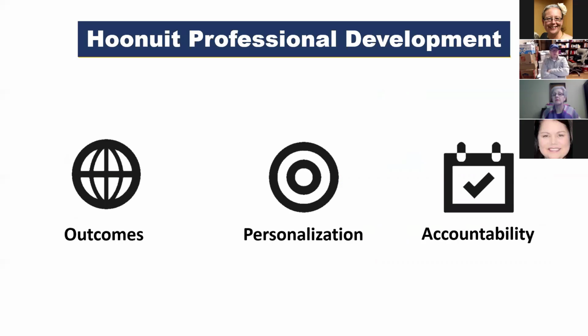Okay, so Hoonuit's philosophy is centered around what we call a professional development delivery system, a unified solution built on 3 pillars: outcomes, personalization, and accountability. Outcomes is an outcomes-based approach to professional development to ensure that learning is transferred into the classroom to impact student learning and improve student learning outcomes. Personalization: Hoonuit believes that professional learning should be tailored to each individual teacher and staff member. And accountability enables you to not only get your professional development for your teachers and staff, but it holds you accountable for your own professional learning.